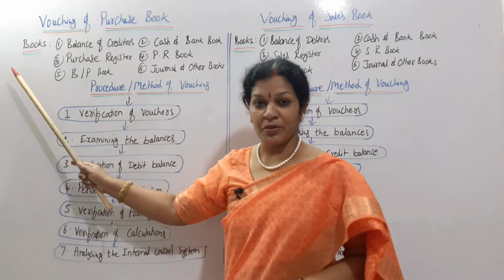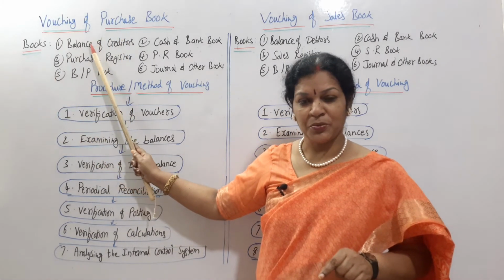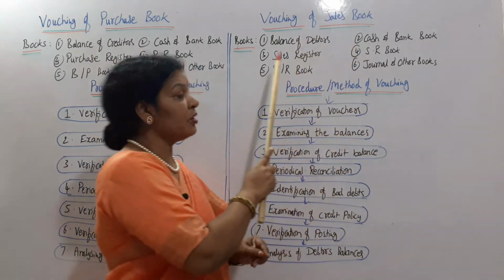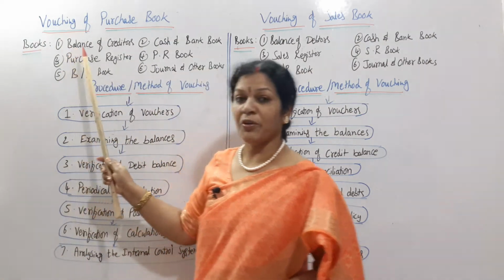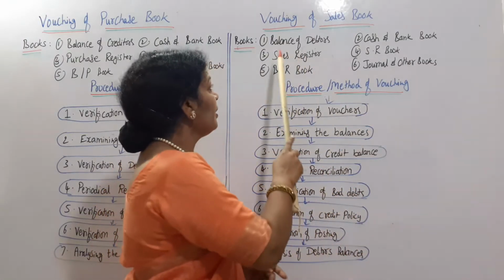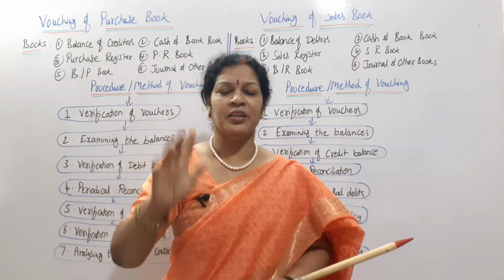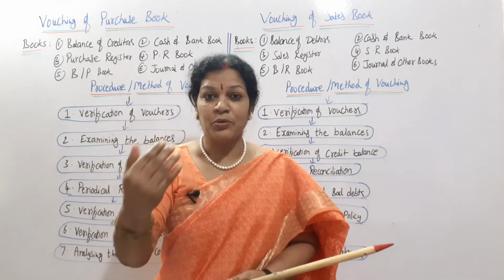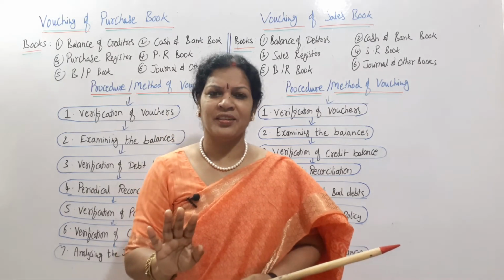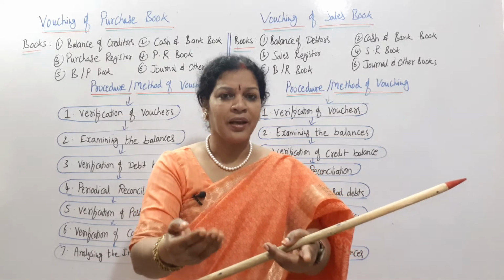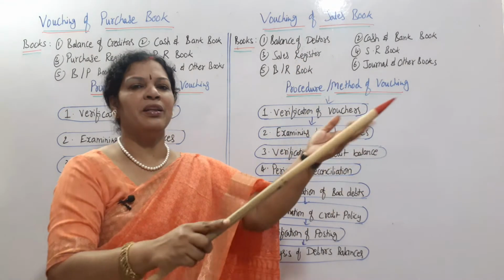As we have verified a few books for vouching of the purchase book, here also for vouching of the sales book, we have to verify a few books, the same type of books. See, here what we have done: balance of creditors. Now here, balance of debtors. Debtors means those to whom you are selling the goods on credit basis. Say I am selling my goods to PQR. PQR is a debtor. I sold them goods, so I have to get back the amount from PQR. So those people are debtors. Balance of debtors, PQR balance I have to check.